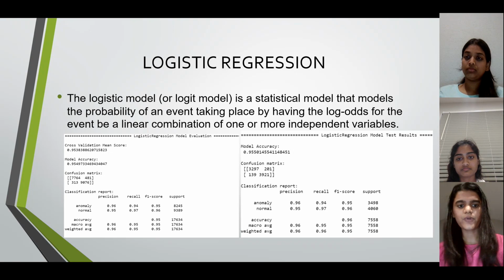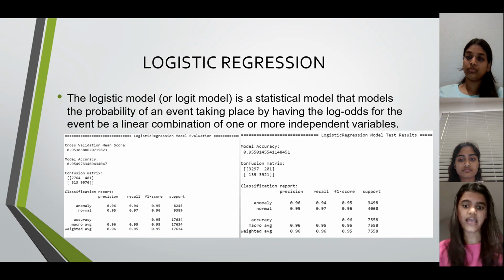Logistic regression can provide a probabilistic assessment of the likelihood of network traffic being malicious, which can improve the efficiency and effectiveness of the intrusion detection system. However, its effectiveness may be limited if there are nonlinear relationships between the attributes and the target variable, which may require more complex models. And these are the cross-validation mean score and the confusion matrix for the logistic regression algorithm.